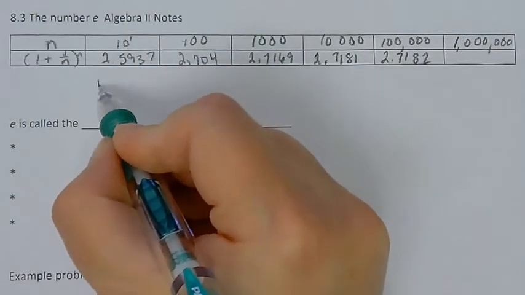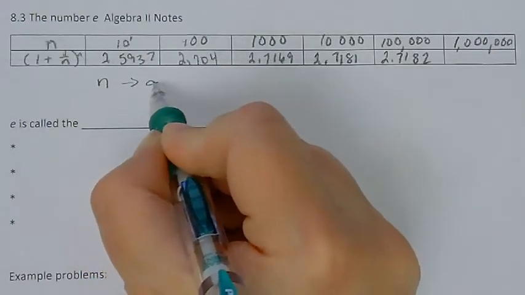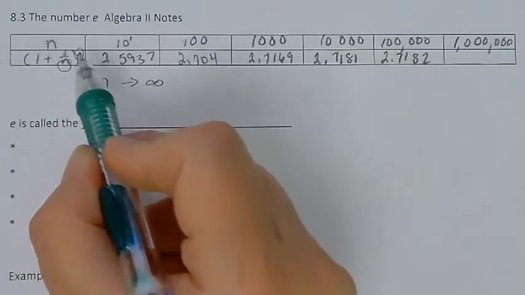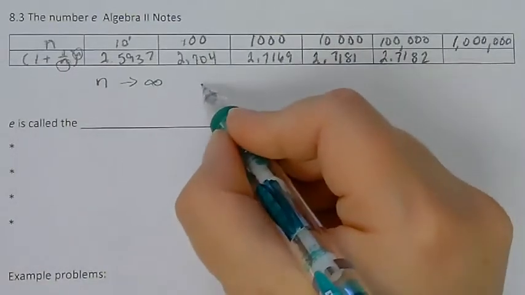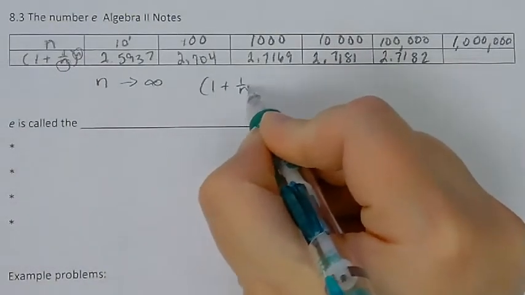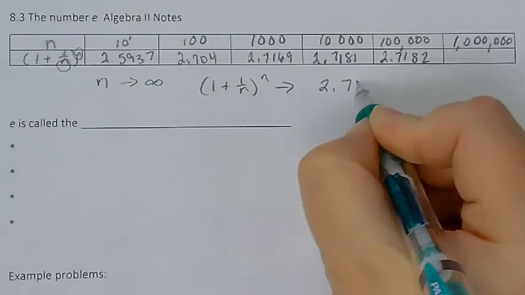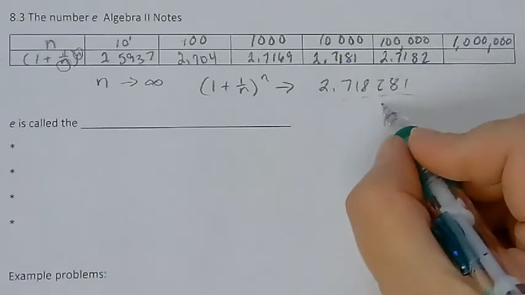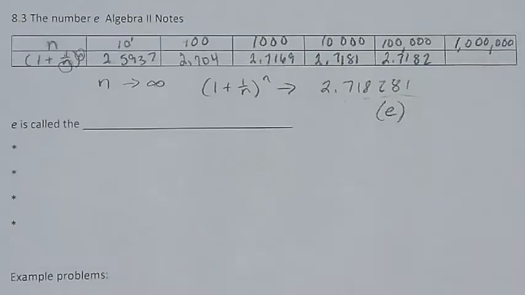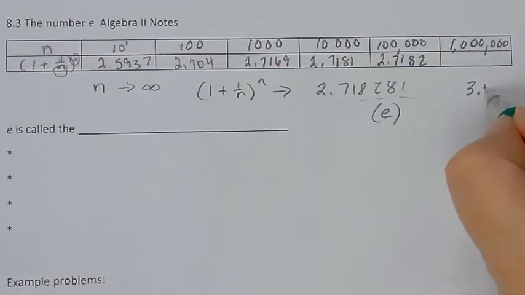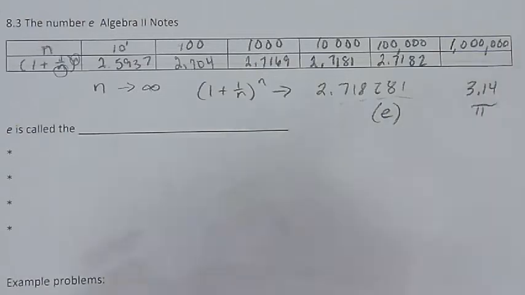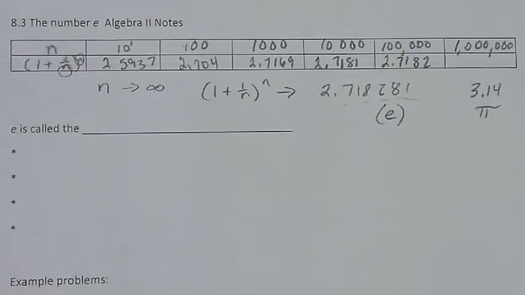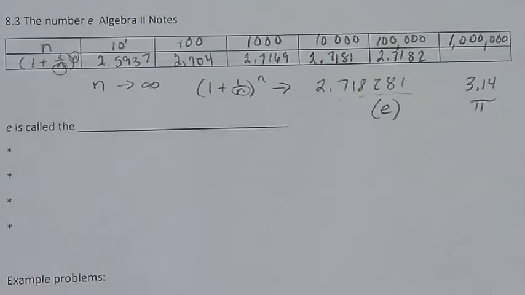The bigger the n value gets, as n approaches infinity, so as the number of times we compound approaches infinity, then this number starts approaching 2.718281, blah, blah, blah. This number is the number e. It's kind of like this number, 3.14, is the number pi. The letter e represents the number 2.718. That represents something that is compounded continuously.